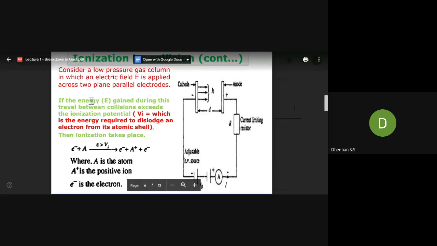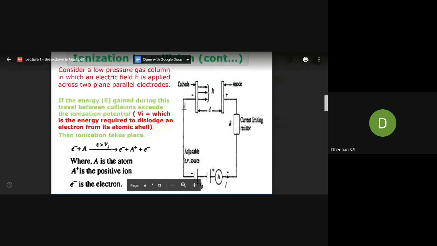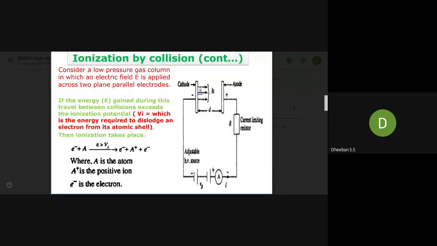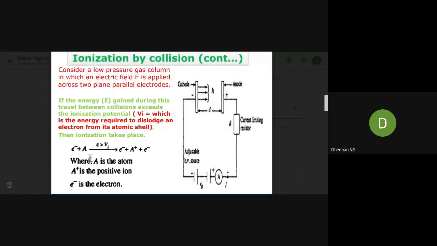Now what happens is the energy, E, is the electric field that you are applying. The energy gained during travel between collisions exceeds the ionization potential. Here they're saying that if the applied voltage is more than the ionization potential, then the applied voltage must be strong enough to provide an electron to this cathode. If it is like that, only then your ionization takes place. That is, your applied voltage must be greater than your ionization potential.